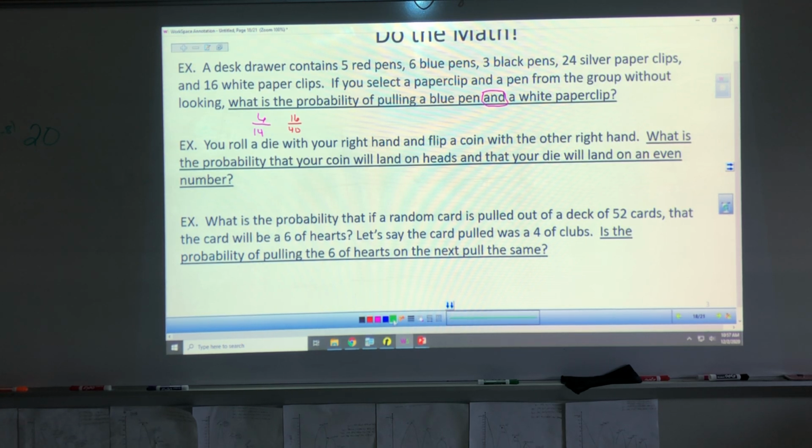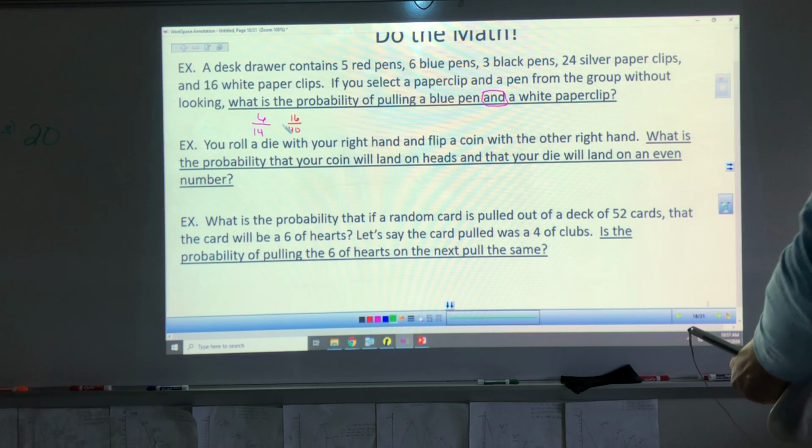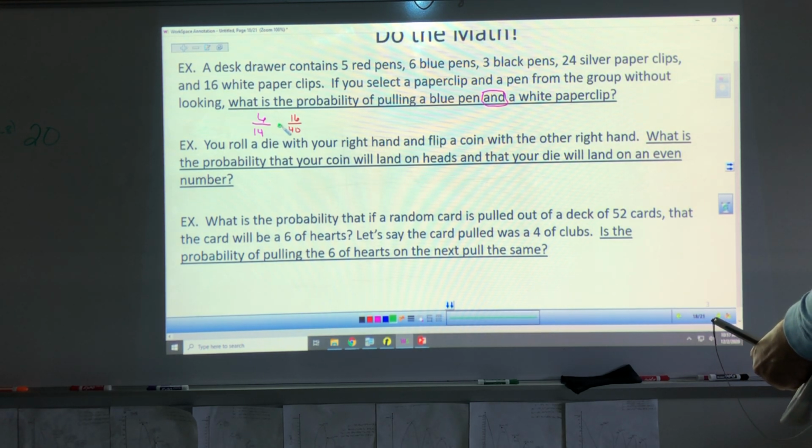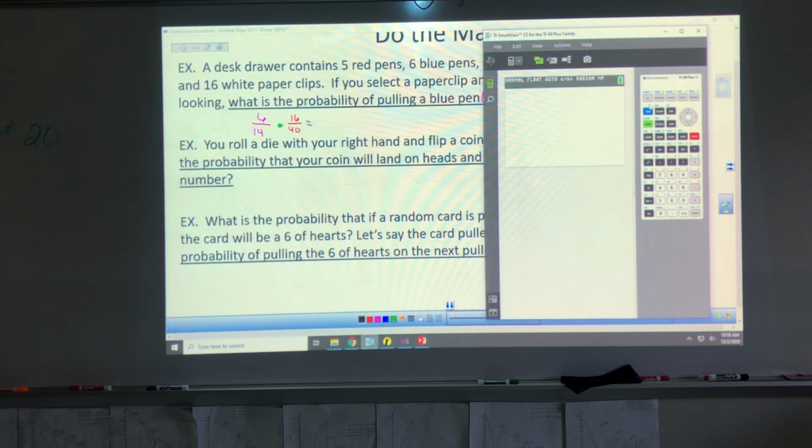So what do we do with these fractions? Do we add them, subtract them, multiply them, divide them? The answer to that question is that we're going to multiply those independent probabilities together, okay? We have to multiply them together. So we're going to grab our calculator, and this is what I like to do.